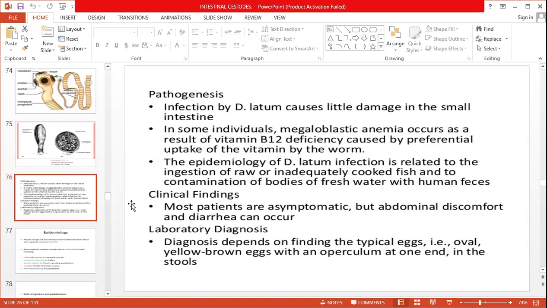The epidemiology of D. latum infection is related to the ingestion of raw or cooked fish from fresh water contaminated with human feces. The clinical findings: most patients are asymptomatic, with abdominal discomfort and diarrhea possible. Laboratory diagnosis: the typical egg is oval, yellow-brown, with an operculum at one end, found in the stool.